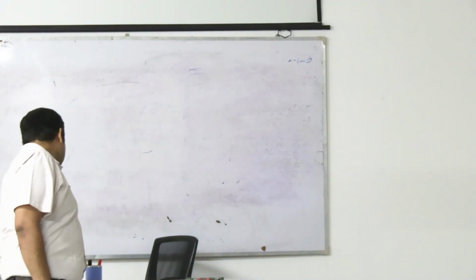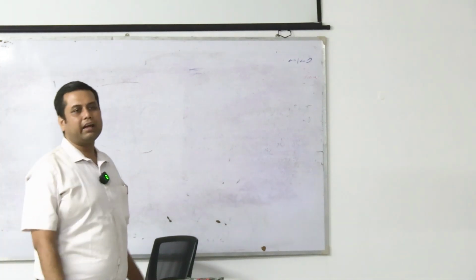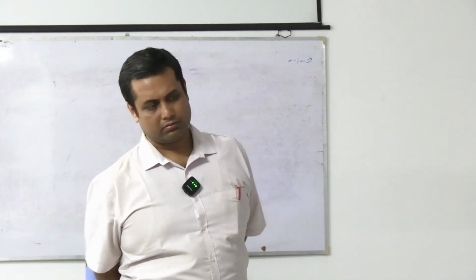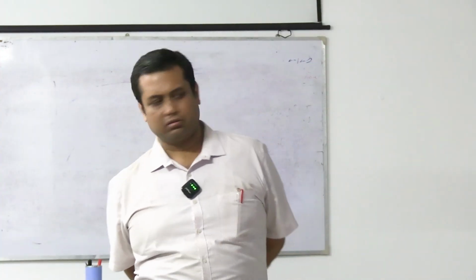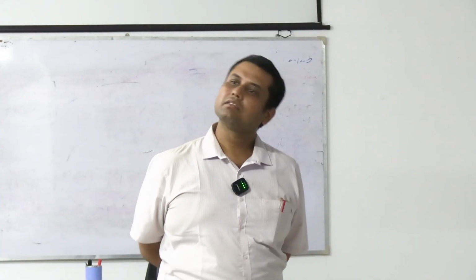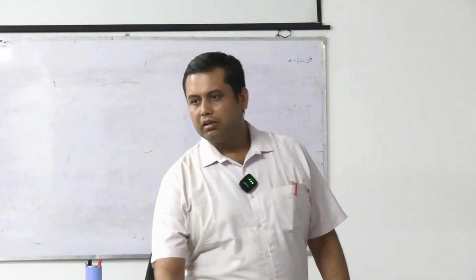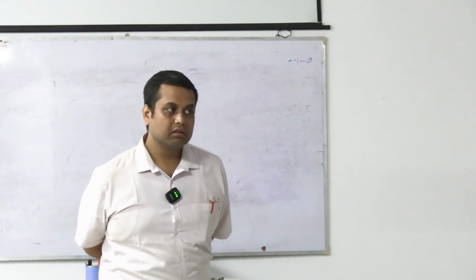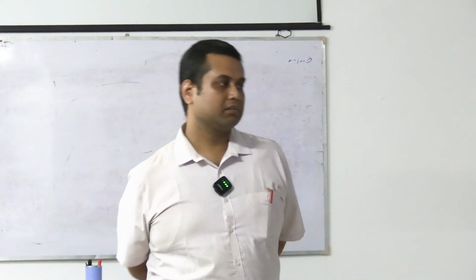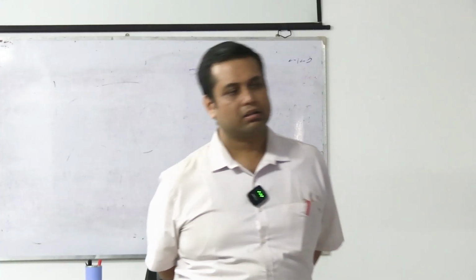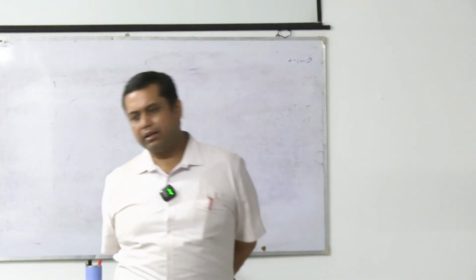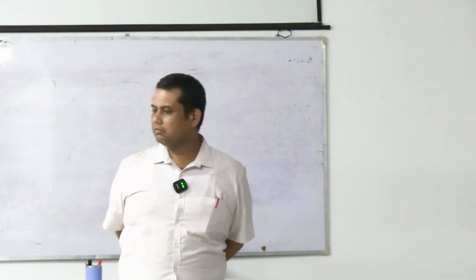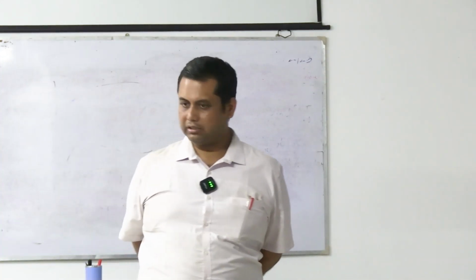Then we come to chloroquine and alkali mixture. What is chloroquine? Anti-malarial drug. Chloroquine is an anti-malarial drug. Alkali mixture. So how does chloroquine act? Chloroquine acts by accumulating in the RBC where the parasite is present.